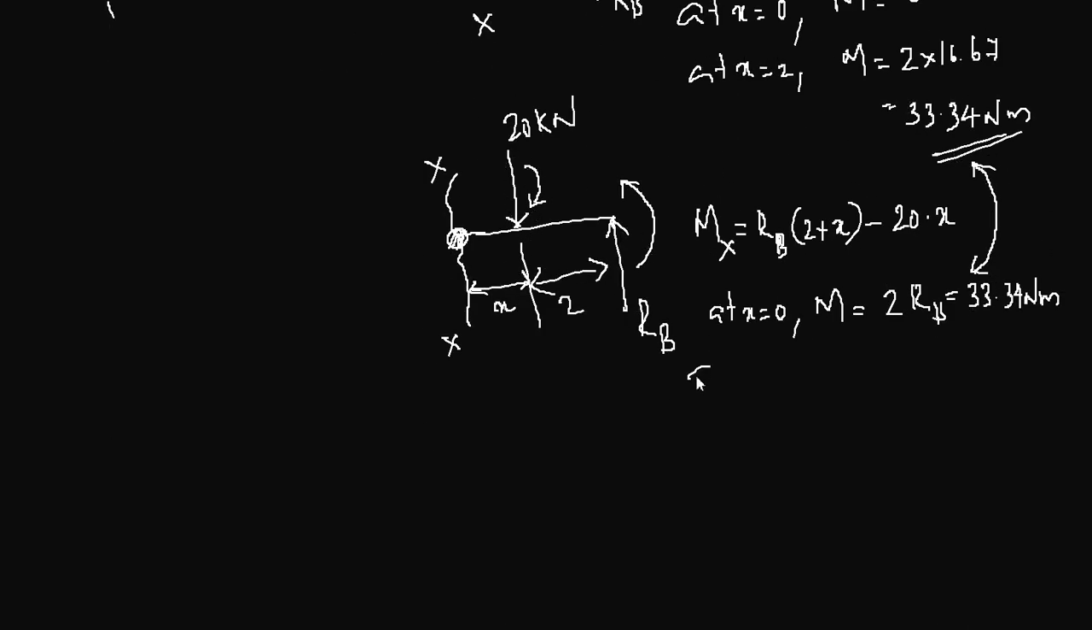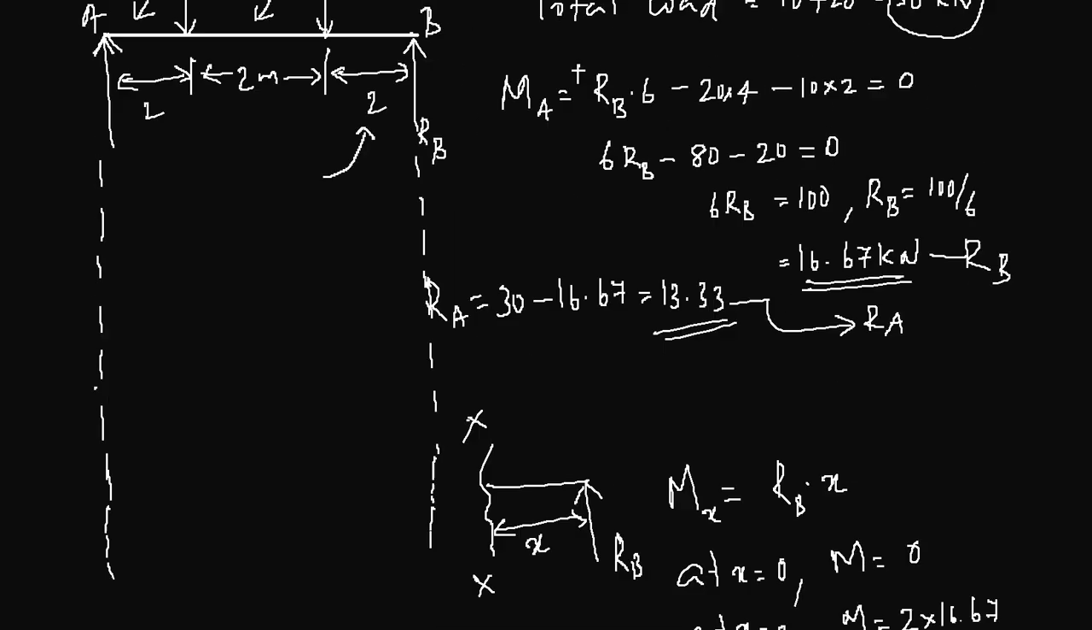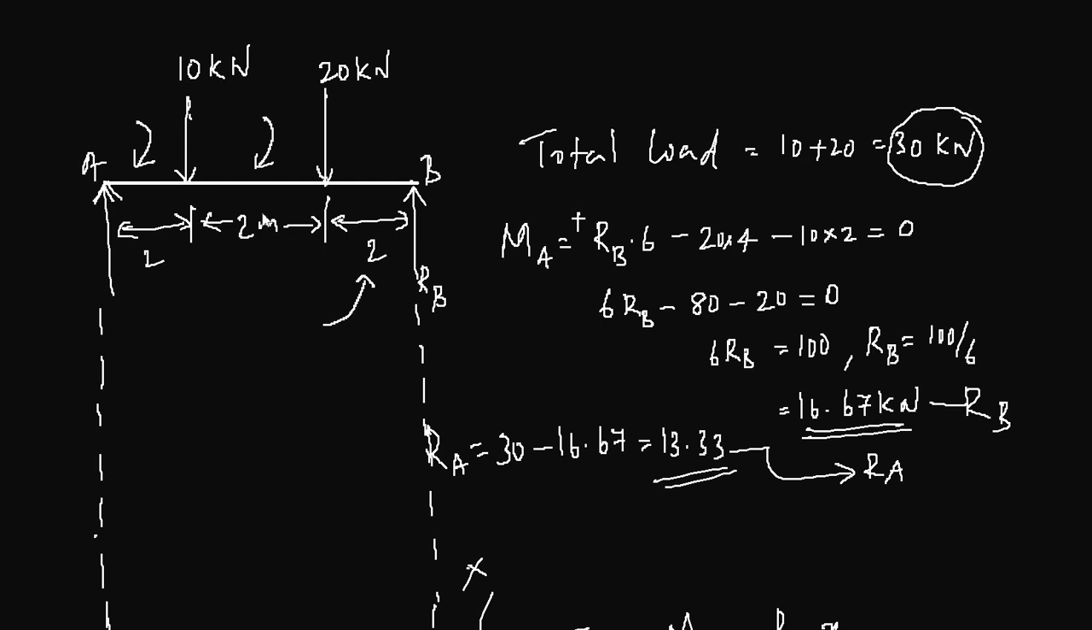And at x equal to 2 moment will be 4 RB minus 40, that is 4 times 16.67 minus 40, that is 26.68 Newton meter. Now you take the section between 10 kilonewton force and RA.